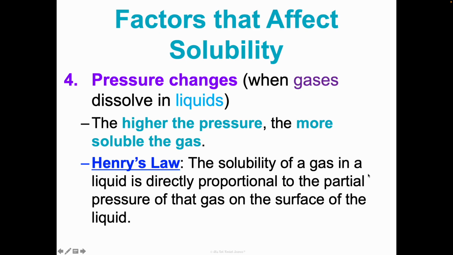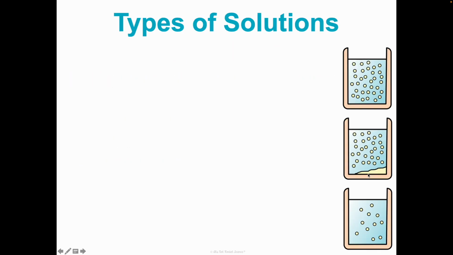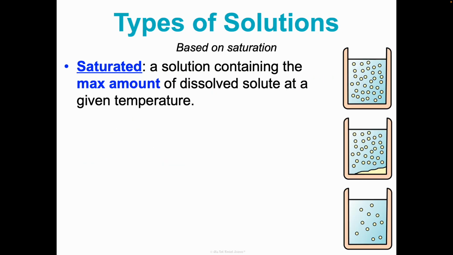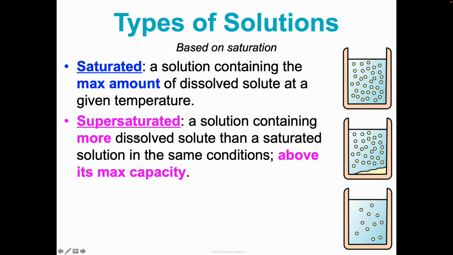Okay, one last thing before we start practicing interpreting those solubility curves is another way you can describe the types of solutions is based on their saturation. Okay, so a saturated solution is a solution containing the maximum amount of dissolved solute at a given temperature. It's as much as it can hold at that temperature. Okay, if I'm going to dissolve the solute, it's going to mix in uniformly and perfectly here. Now, a supersaturated solution has more dissolved solute than it can actually hold at that temperature. Okay, it's above its max capacity.